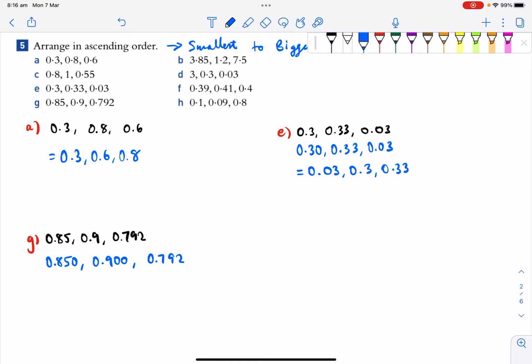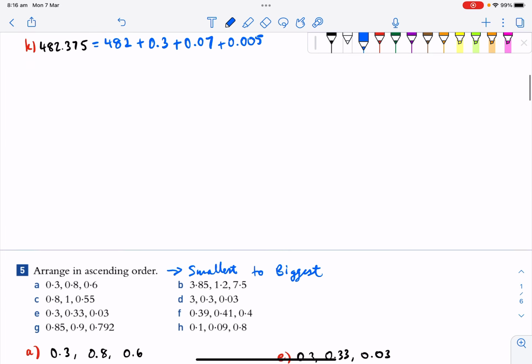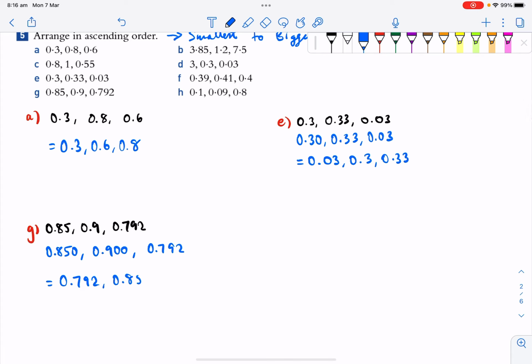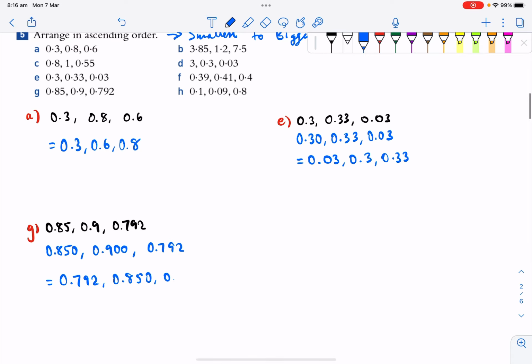And now you can see things even clearer. You can actually see what looks like the biggest number is actually the smallest. So that there is going to be written first. The next biggest number is 850, or 0.850. And obviously the biggest number will be 900, or 0.900. And that's the easiest way to arrange your decimals in ascending order.